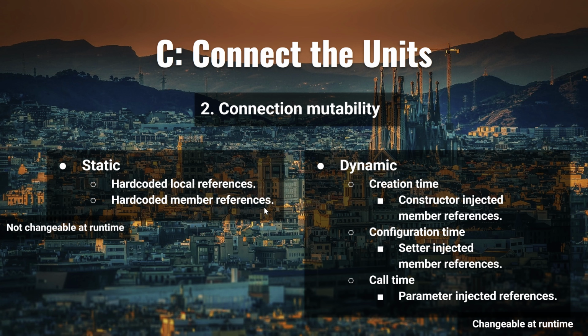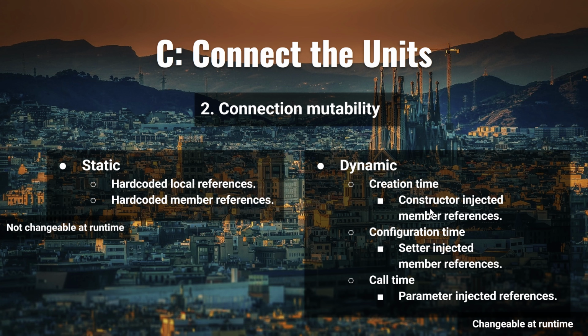Connections that have a dynamic mutability, though, can be changed at runtime. There are three major types of dynamic mutability of connections between classes or units. The first is creation time mutability, and that basically means that you can set the connection from one class to another class at the time you create the first class. You typically do that by injecting a reference to the second class into the constructor of the first class. We know this from dependency injection.